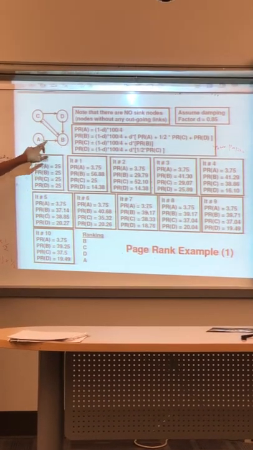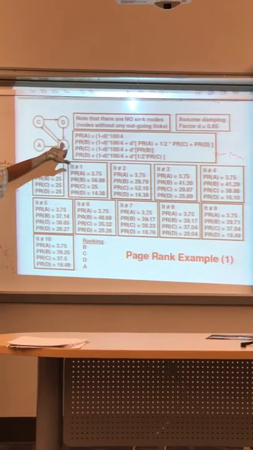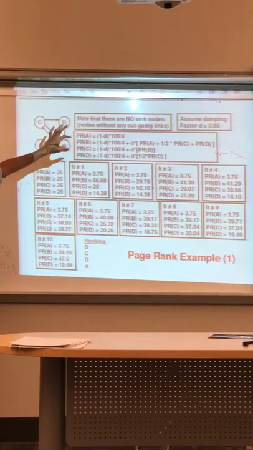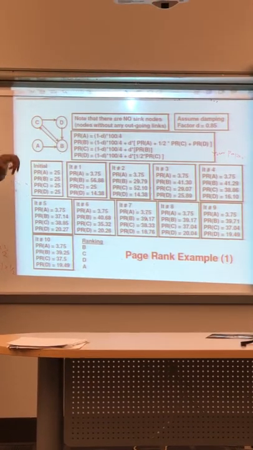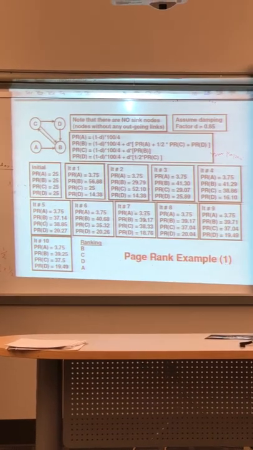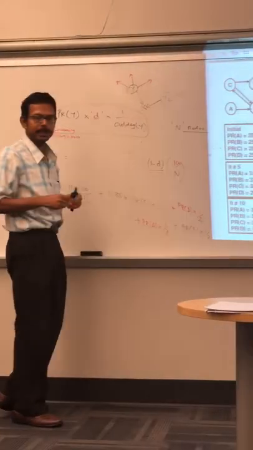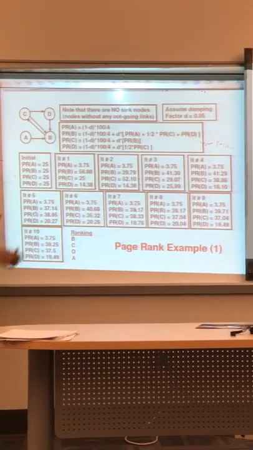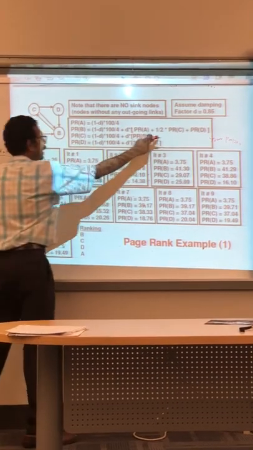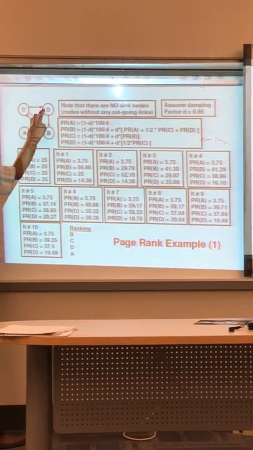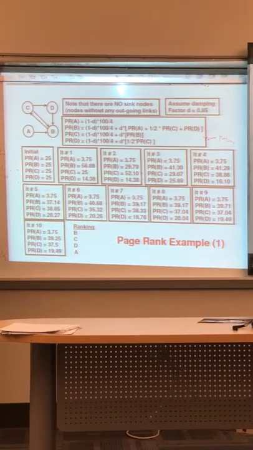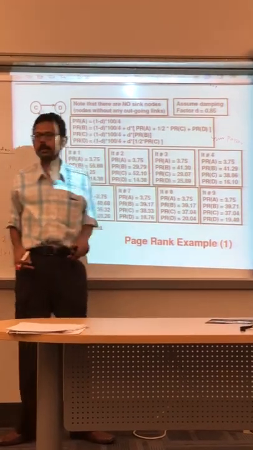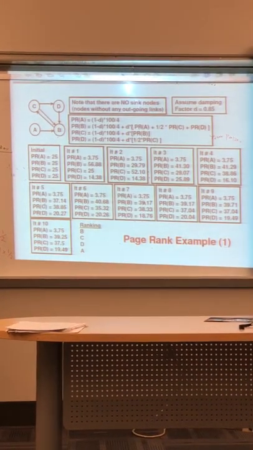Now, let's do it for B. B has incoming edges from A, C, and D. So it's d times: A has only one outgoing edge, so it's page rank of A times 1 over 1. So page rank of the vertex times 1 over its out degree. Out degree of A is 1, so it's 1 over 1. Plus page rank of C times 1 over 2, since C has 2 outgoing edges. Plus page rank of D times 1 over 1, since D has only 1 outgoing edge. Okay, so that is the formulation for page rank of B.